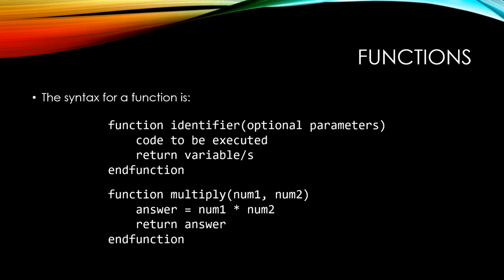The syntax for a function is the function command, an identifier, some optional parameters in brackets. It should be noted that even if there are no parameters passed, there should be a set of empty brackets. Then indented inside that is the code to be executed, and finally a return of one or more variables. So the function multiply(num1, num2) that has the code answer = num1 * num2 and returns answer would accept two parameters of two numbers, multiply them together, and return the answer to the main program.